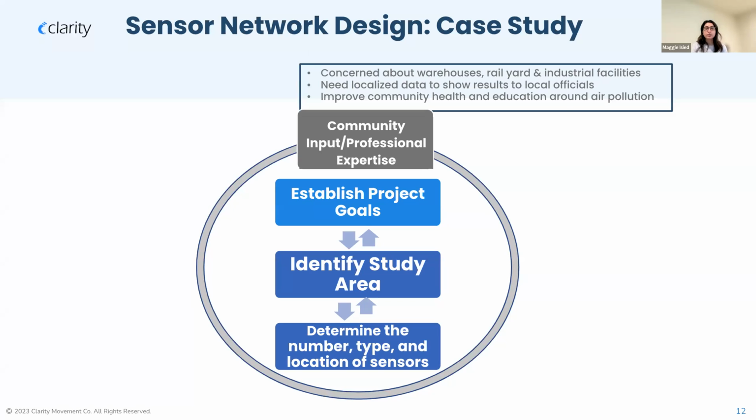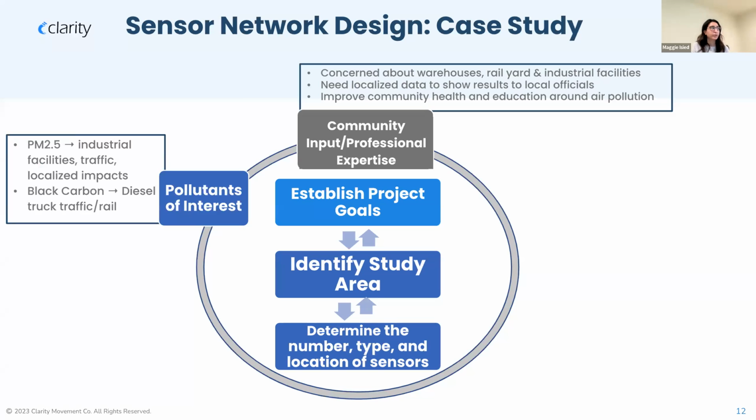They wanted to set up a low-cost sensor network to show their local officials to advocate for better land use decisions and increase community education and health. So again, kind of using the framework more iteratively, we're going to do the variables in a different order.